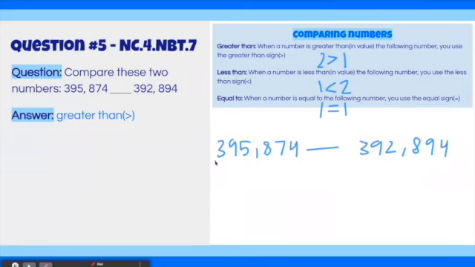So here, in the 100,000's place value, you have a 3. And in this number, you also have a 3. So that means that they have the same number of 100,000s. On to the next place value. So in the 10,000s, you have a 9 in this number. In this number, you also have a 9. So they have the same number of 10,000s. When going to the thousands place, you see that this number has a 5, but this number has a 2. So that means that this number has more thousands, which makes it greater than this number.